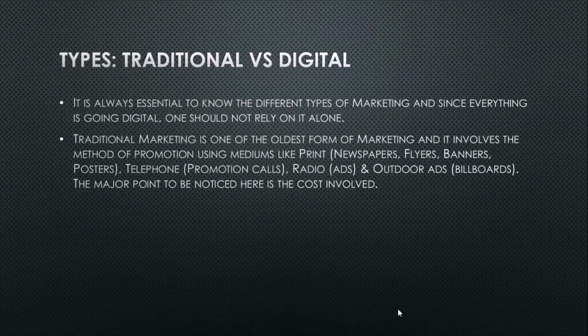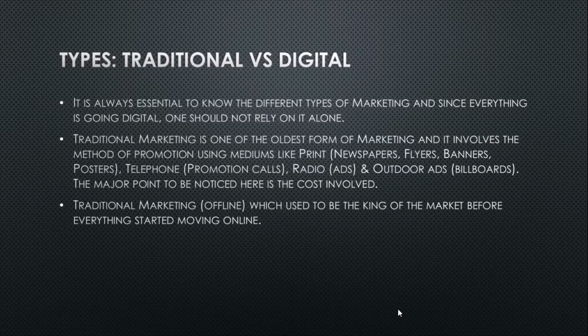So traditional marketing is one of the oldest forms of marketing, and it involves the method of promotion using mediums like print, which is newspapers, flyers, banners, posters, telephone, promotional calls, advertisement calls, and using radio where you can promote your ads, and outdoor ads like you would have seen the billboards. The major point to be noticed here is the cost involved. We'll speak more about that in the upcoming slides too.